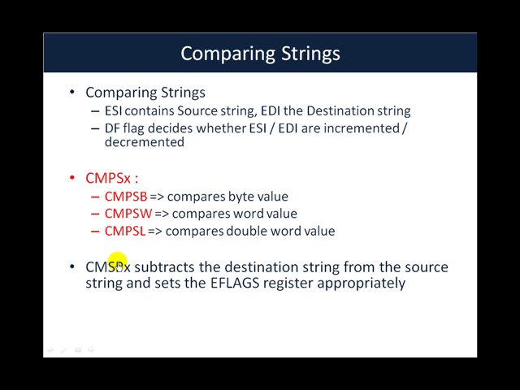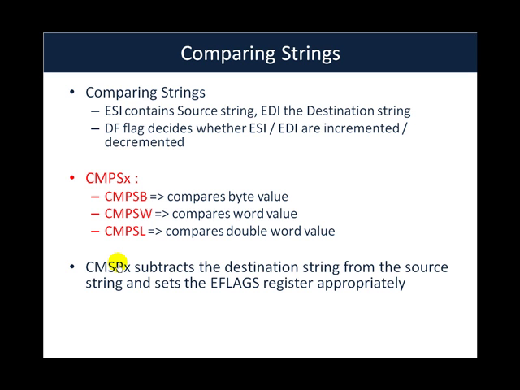There's a typo here. This should be CMPS. What it does is actually subtract the destination string from the source string. And whenever there is a subtraction, as we will see in a later video, the EFLAGS will be appropriately set. We'll see that in later videos. And using a particular value of the EFLAGS which is set, we would know whether the comparison really worked out or whether the strings were different.